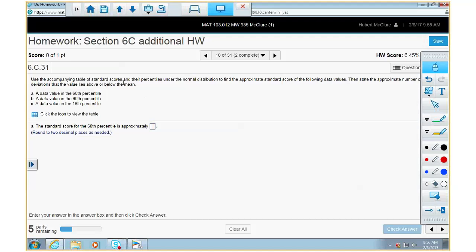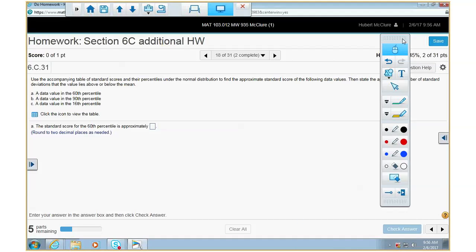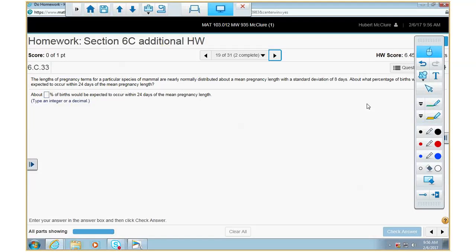Use the accompanying table of standard scores and their percentiles. God, I hate this book. State approximately the number of standard deviations. No, I'm not going to do that. That's just drawing it out. I'm not going to do that.